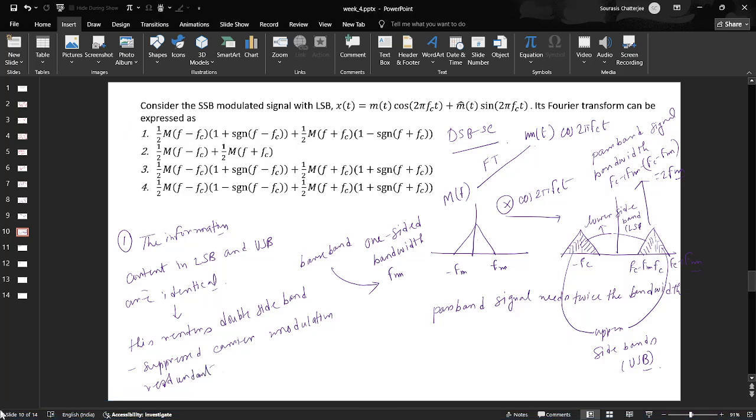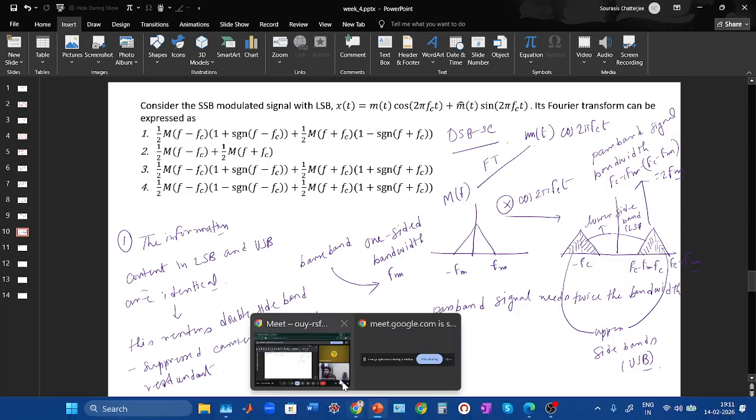Why so? Because you can clearly see I need not transmit both LSB and USB, which has been done in double sideband suppressed carrier. I can transmit either the lower sideband or the upper sideband. That is what my amount of unique information is. So basically I require half the bandwidth, and that is the optimal transmission. Double sideband is not as good as it sounded to me. So let me just clarify this point again in the next slide.